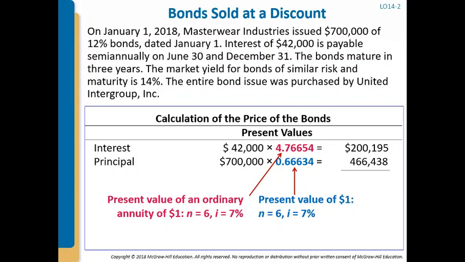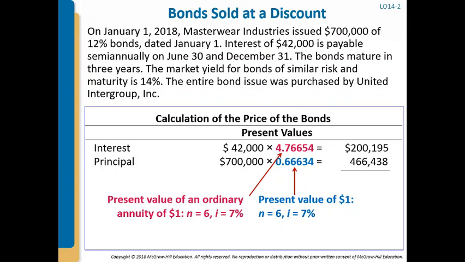So again, if you look in your tables at Table 4, present value of an ordinary annuity of 1, and you go down to your 6th period, 4.7664 is the number. So just like it is here, you multiply that times 42,000 and you get a present value of the interest payments, 200,195.